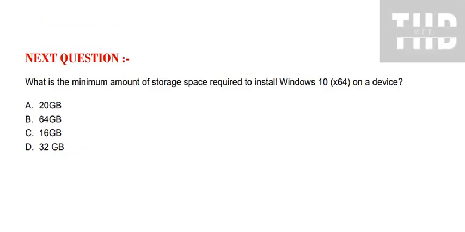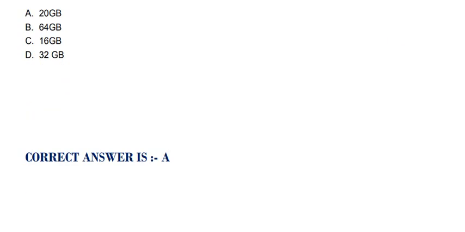Next question is, what is the minimum amount of storage space required to install Windows 10 x64 on a device? And the options are option A 20 GB, option B 64 GB, option C 16 GB, and option D 32 GB. The correct option is option A.